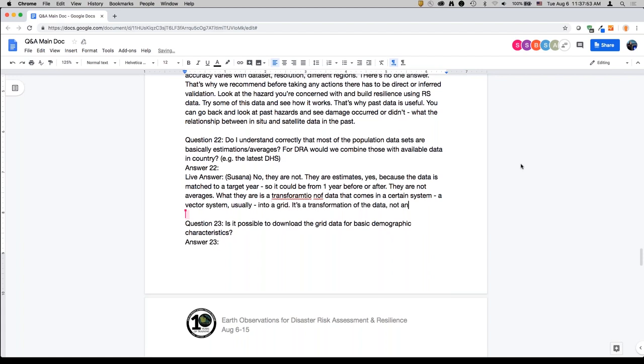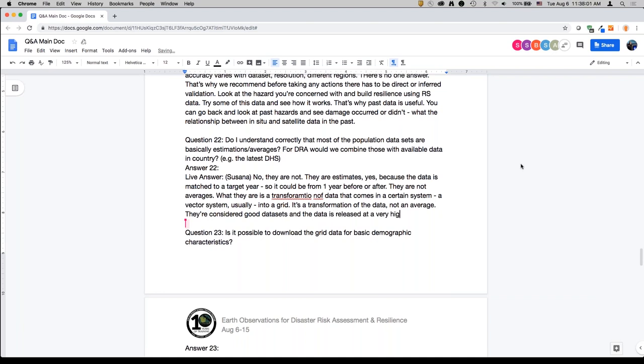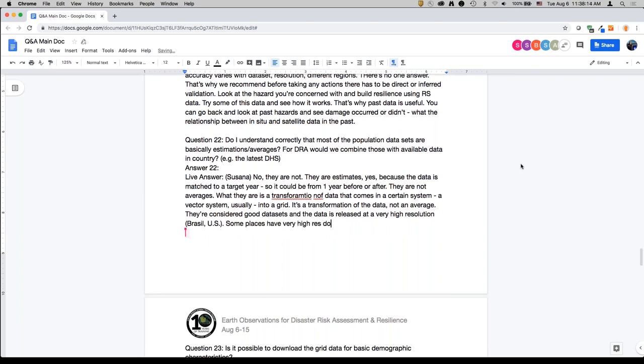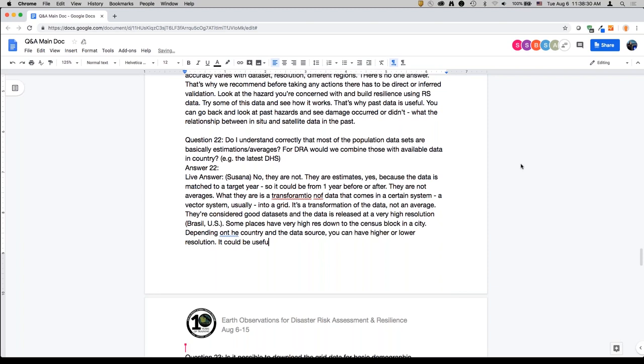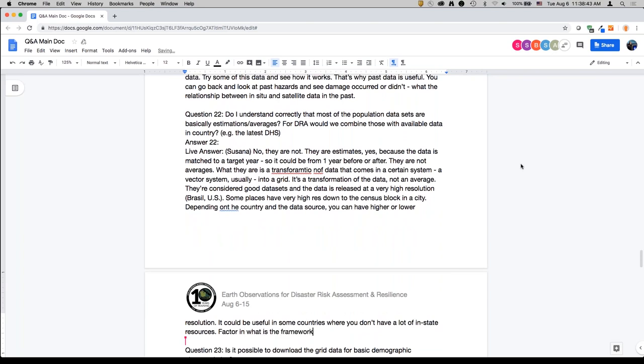There are countries that have very good census data, and the data is also released at a very high resolution. Countries like Brazil, United States, some of the European countries, not all, South Africa, some countries in South Asia too. So they have very high resolution down to the census block in a city. So depending on the country, depending on the data source, you can have higher or lower resolution. DHS could be useful in some countries where you do not have up-to-date census information, but DHS is a survey, which means that you need to factor in the sample, what is the framework, how is the actual coverage. The census, with all the problems, has the advantage of having the national coverage. Of course, that depends on the census of the country, but that's the difference.